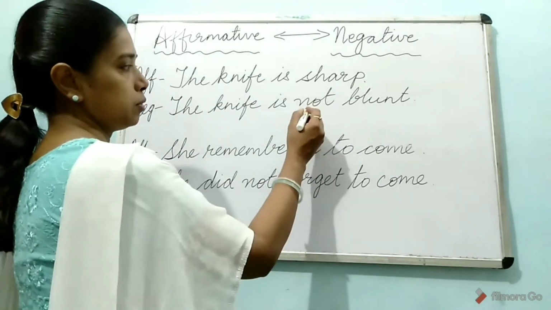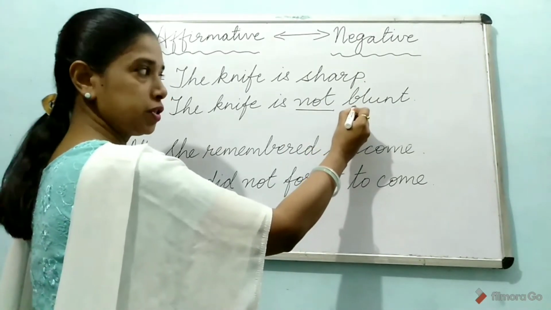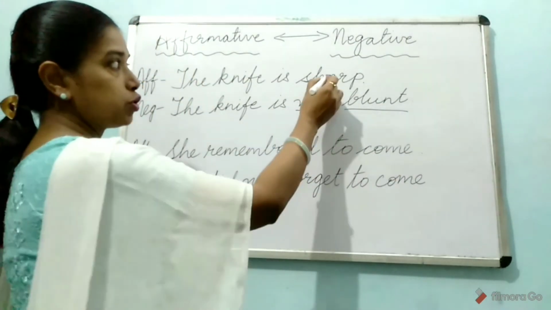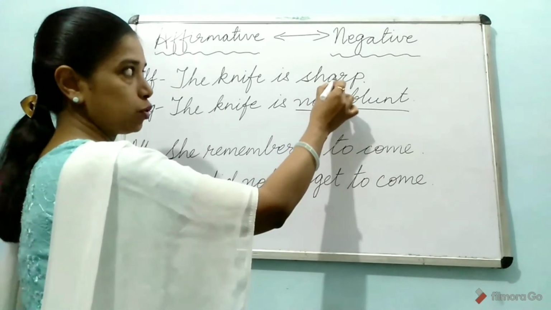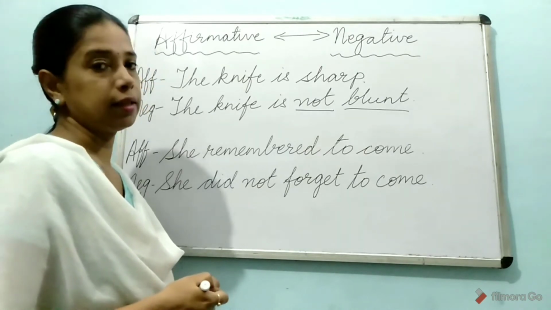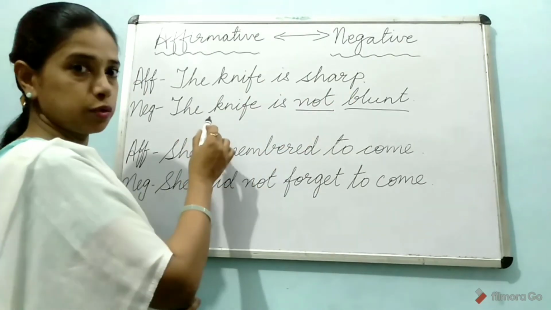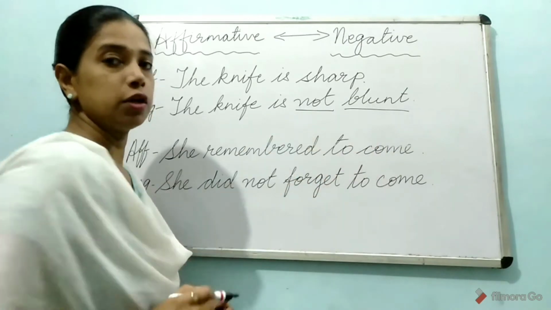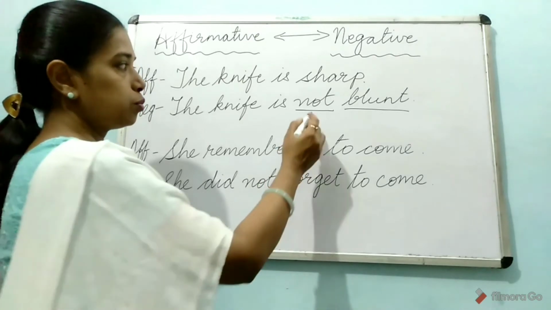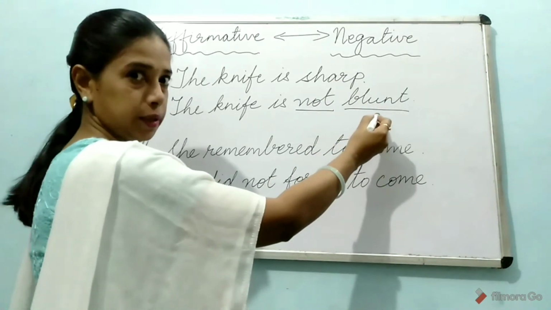So you see that you have used a negative prefix not here and a word with the opposite meaning of sharp, that is blunt. So be careful, children, that you change the word here. You have to write the opposite of sharp, that is blunt. If you don't write the opposite, then the meaning will change. For example, if you write the knife is sharp and you change it into the negative, the knife is not sharp, you have changed the meaning. So in order that the meaning does not change, when you are putting a negative prefix here, you will have to write the opposite of the word there.